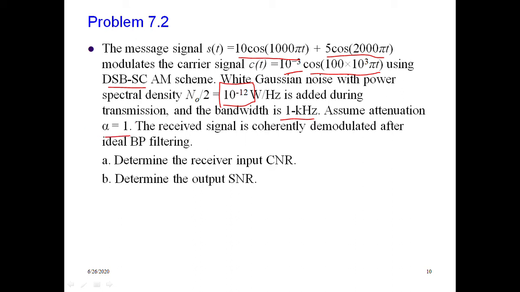So that means the signal is perfectly or ideally received without attenuation. 1 means it's the same, right? So the received signal is coherently demodulated after ideal BP filtering. Now we have to find the CNR and SNR. Remember the formula: alpha squared AC squared S squared bar divided by 2 N naught B.